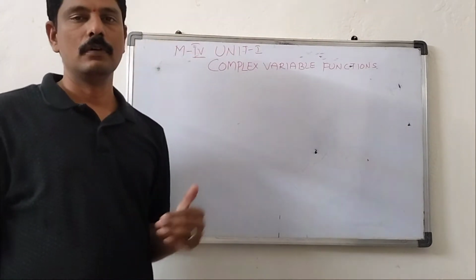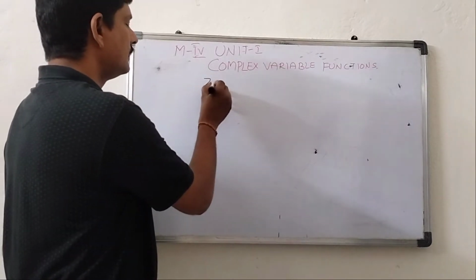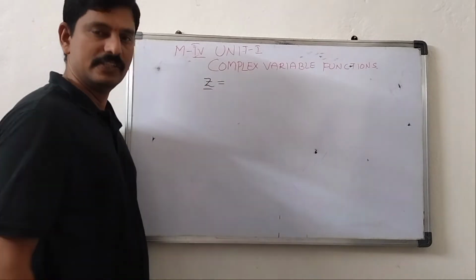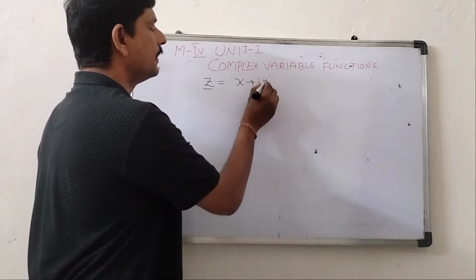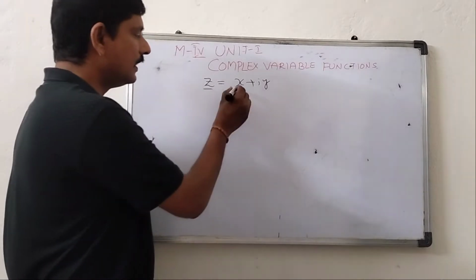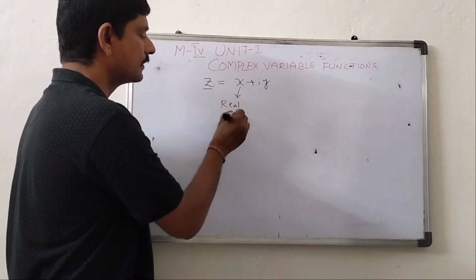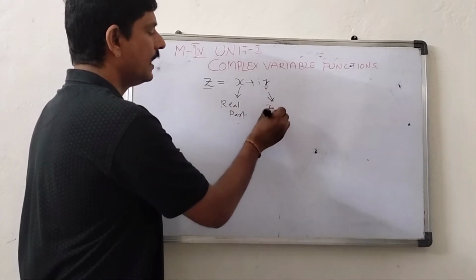Already you know complex variable from your earlier classes. So complex variable is always denoted by the letter Z, and Z is equal to, generally we take x plus iy. So in this, x is the real part, y is the imaginary part.